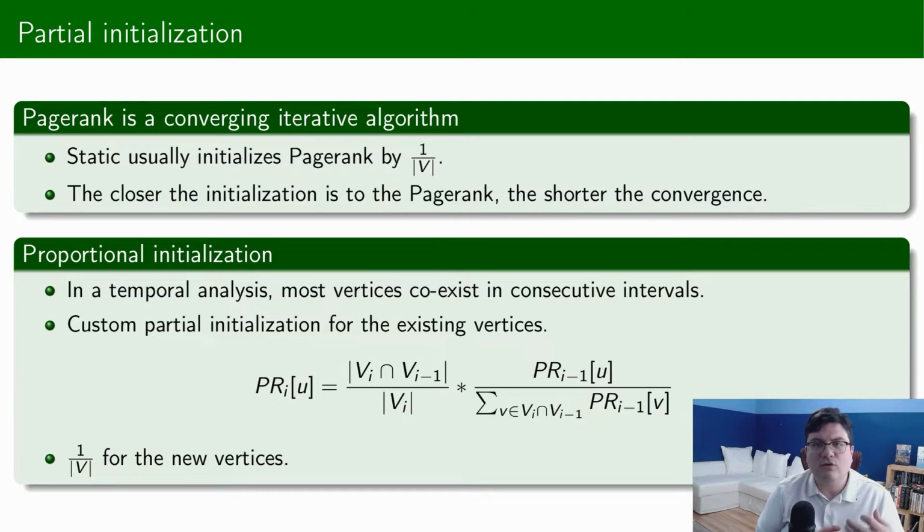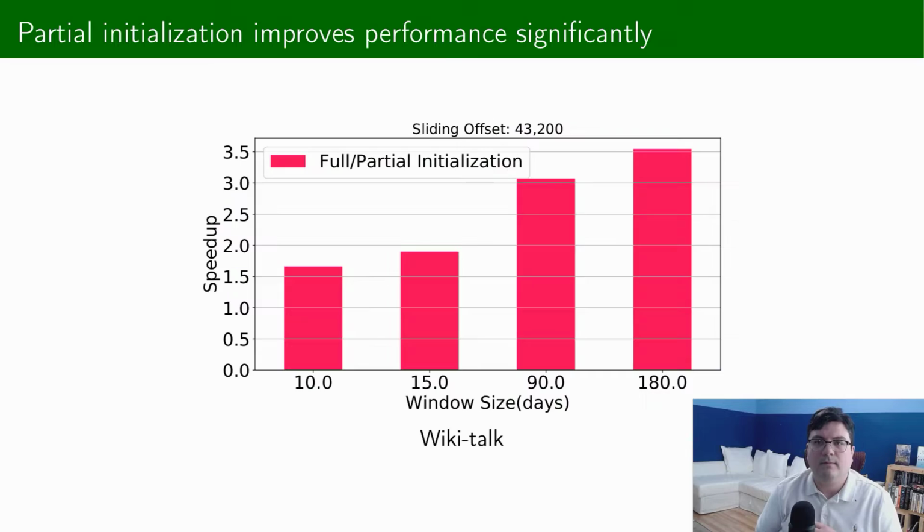Overall, we can reuse the PageRank values from one window graph to the next by proportionally distributing them to the vertices that remain between the two window graphs. The performance improvement obtained by this partial initialization is significant, and it is larger when there are more common edges between the two consecutive window graphs.